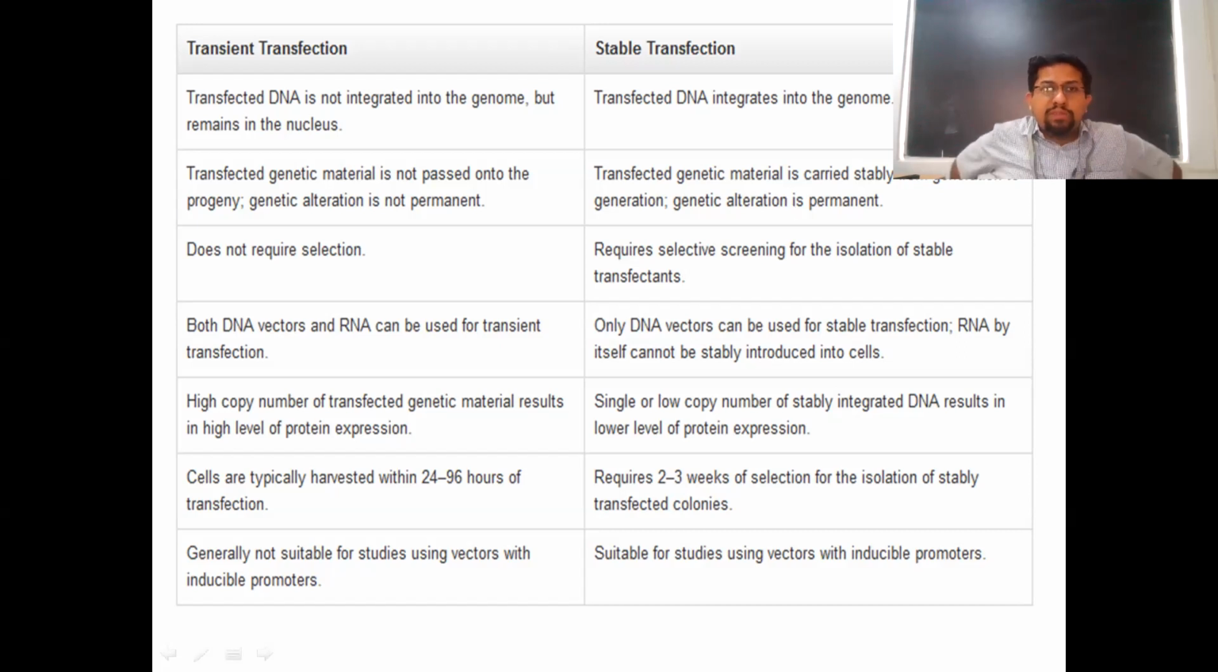So both DNA as well as RNA can be used for transient transfection, because RNA is unstable after some time. After it expresses, it will be degraded within the host cell. So therefore, for transient transfection, even RNA can be used. Whereas for stable transfection, compulsorily only DNA molecules have to be used. So a high copy number of the transfected genetic material results in a higher level of protein expression.